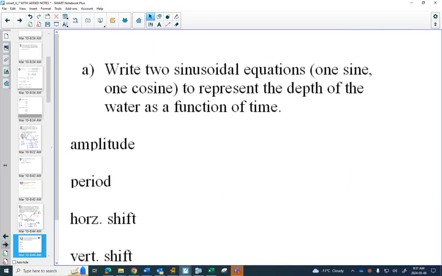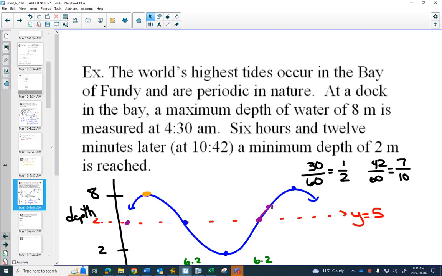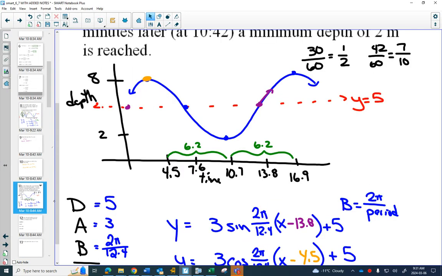Anyways, let's finish up this question, and then I have some that I want you to try. So we've done our two equations already. Estimate the depth at 1:30 p.m. We have to think here, where does 1:30 p.m. fit on our graph? I don't have AM and PM anywhere. I'm going to label it in purple. What number should I look up? 13.5 would be 1:30, right?